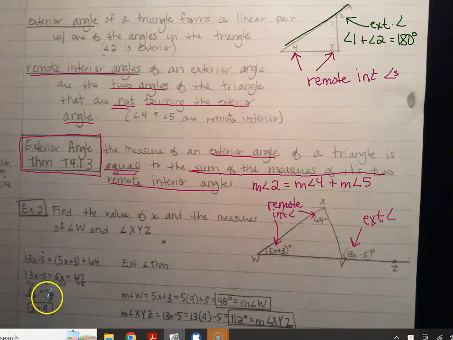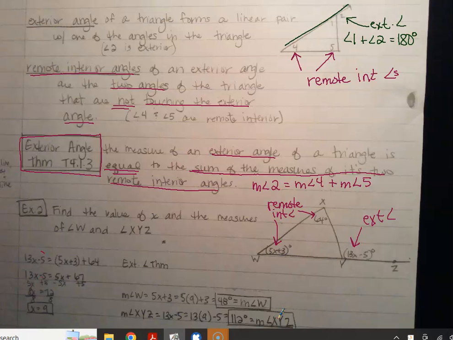Once again, this is the algebra behind it. I believe that you can do the algebra. So I'm giving it to you so we can talk about the relationship more, and then you can get to practicing more in class, hopefully. All right, so then we have to solve for our angles. You plug the 5 in for x, and you solve, and you get 48 degrees is the measure of angle W, and you plug 9 in for x on the other one here, and you get 112 degrees is the measure of angle XYZ. So that exterior angle.